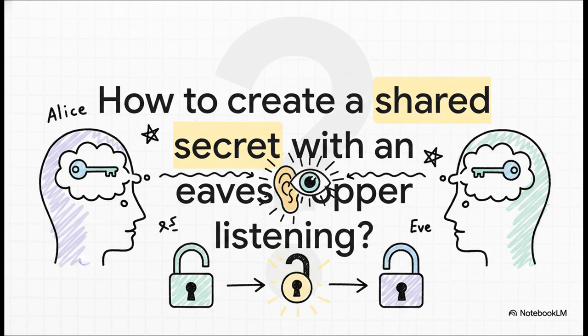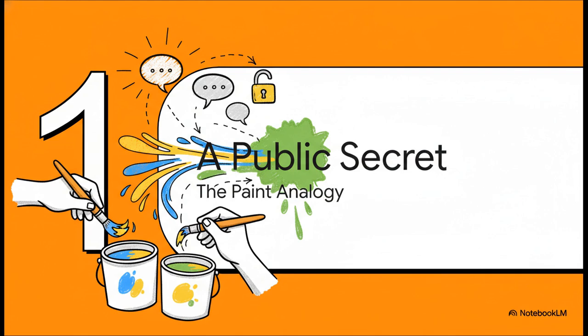How can two people, let's call them Alice and Bob, agree on a secret key if someone, we'll call her Eve, is listening to every single word they say? It feels like it can't be done, but it's not magic, it's just really, really clever math. So, to get our heads around how this works, we're going to start with a really simple analogy that you can picture in your mind: mixing paint.